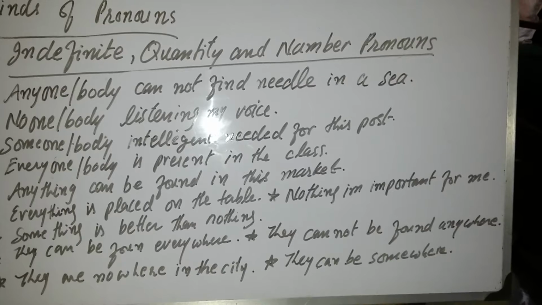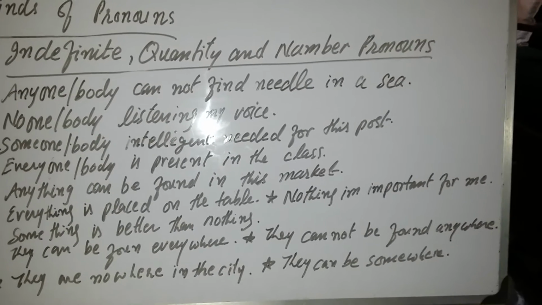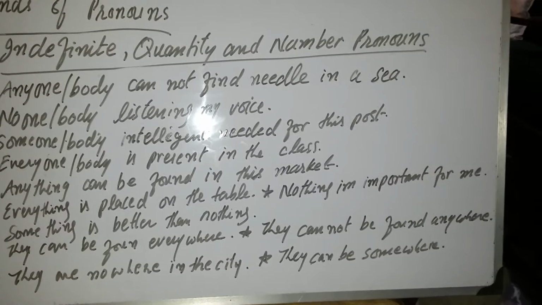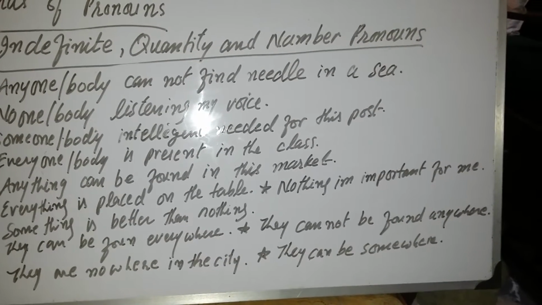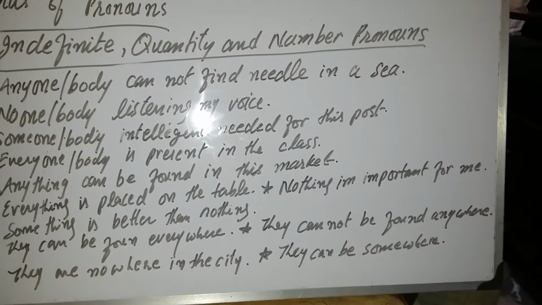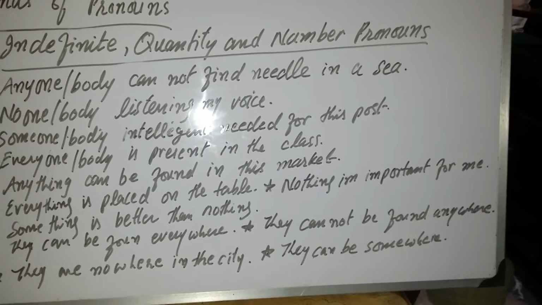Now the next examples are for things. Anything can be found in this market. Everything is placed on the table. Nothing is important for me. Something is better than nothing.